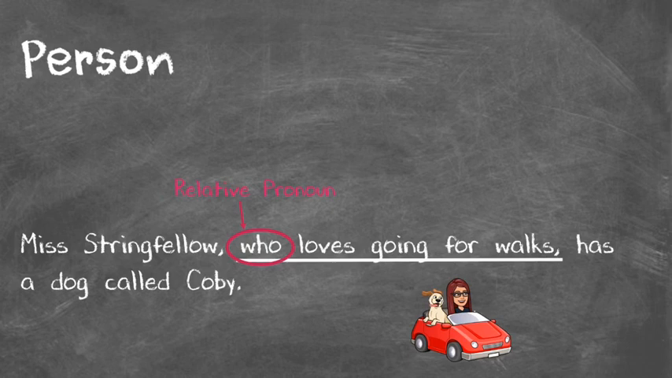The same thing goes for when your sentence is about a person. So Miss Stringfellow, who loves going for walks, has a dog called Kobe. So the main clause in that sentence is Miss Stringfellow has a dog called Kobe. It's the bit that makes sense on its own. Who loves going for walks is the part of the sentence which is the relative clause because it begins with the relative pronoun who because we're talking about a person.